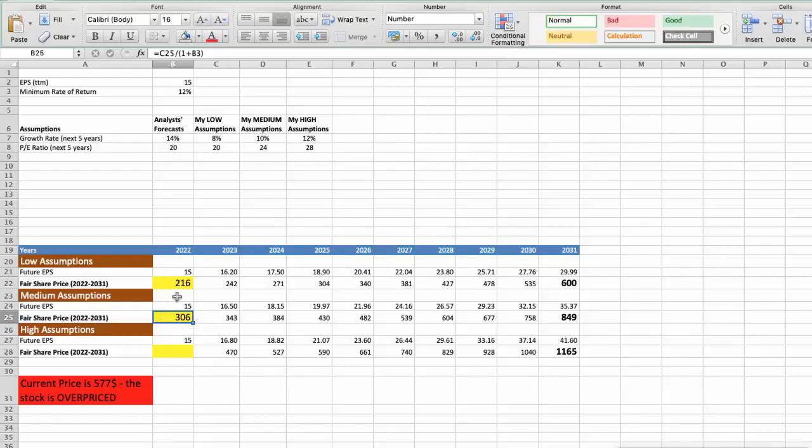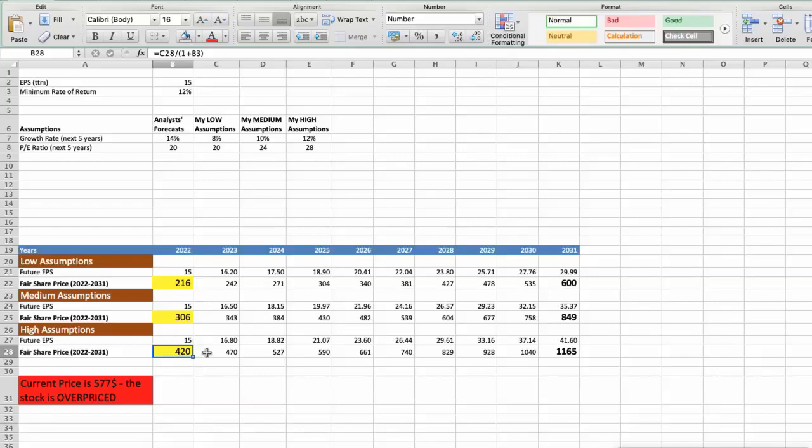Third scenario. Broadcom will have high performance in next 5 years, and we will use the following parameters in our calculation. Future growth rate would be high, 12%. Future PE would be high, 28. In this case, the fair value of the stock today would be $420.